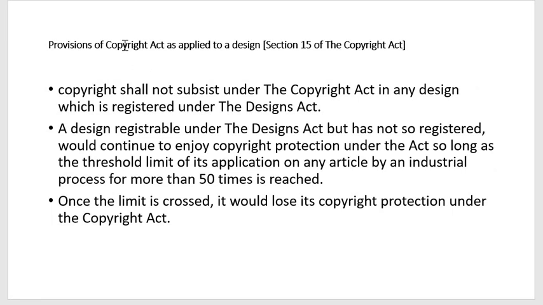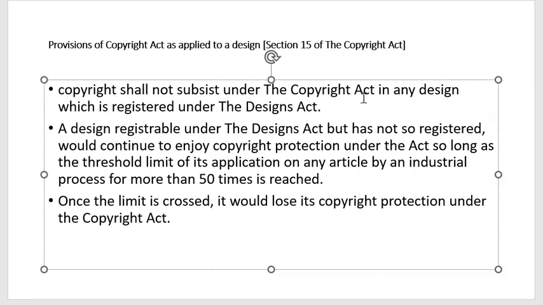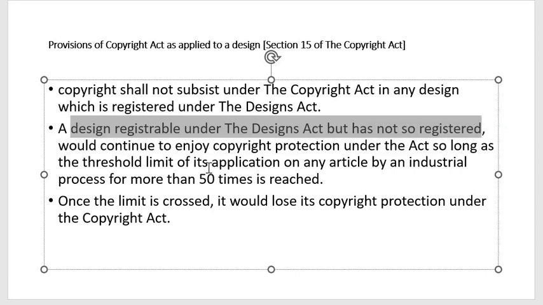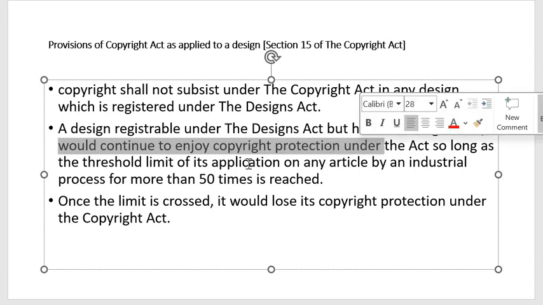Now, the provision of the Copyright Act applying to design. This is section 15. I gave you a little bit of a hint in the first lecture. Copyright shall not subsist under the Copyright Act in any design which is registered under the Design Act. If your design is registered under the Design Act, you will not get copyright protection. But if a design can be registered under the Design Act and you have not got it registered, you will enjoy copyright protection.